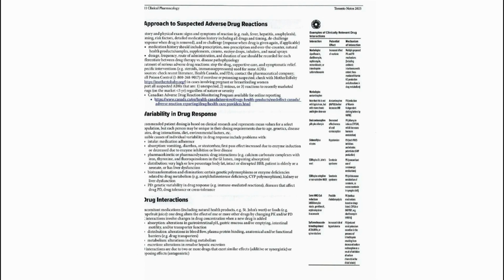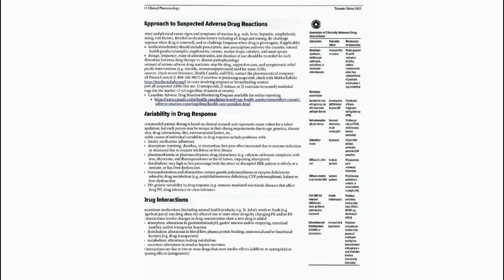Pharmacodynamic interactions. Pharmacodynamic interactions occur when drugs influence each other's effect without changing blood concentrations. They may be additive, synergistic, or antagonistic. Understanding these interactions helps prevent therapeutic failure and drug toxicity. Examples of clinically relevant drug interactions are on the right side of the table. Now let's review the table titled Examples of Clinically Relevant Drug Interactions. Several classic interactions are highlighted.